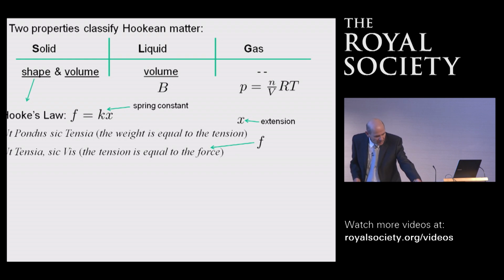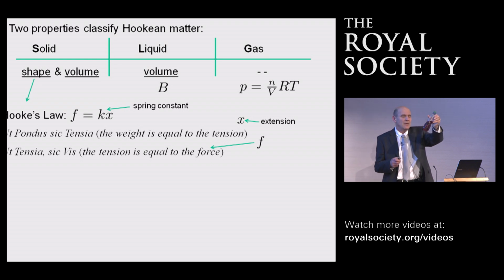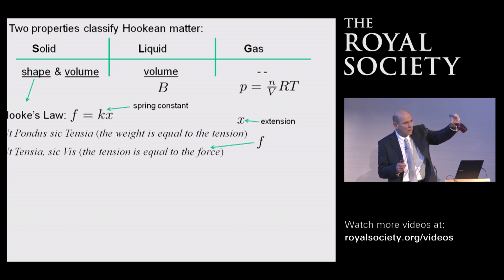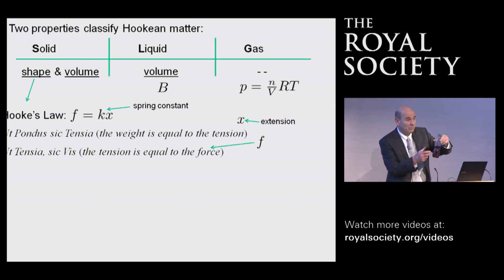And liquids have a well-defined volume. By that I mean if you want to change the volume of a liquid, you have to press on it. But a liquid will assume the shape of its container. In other words, it doesn't have its own shape. As I move this bottle around, you see the shape of the liquid changes with no problem. But if I want to change its volume, I have to work on it quite hard.